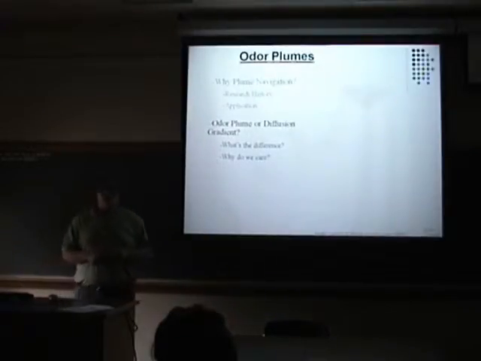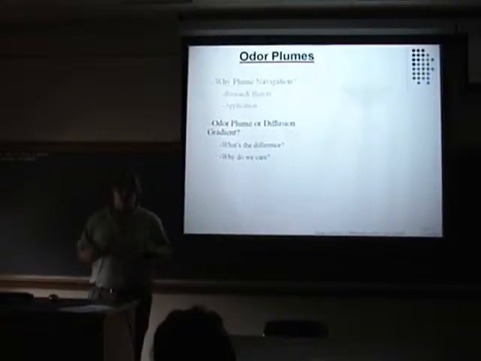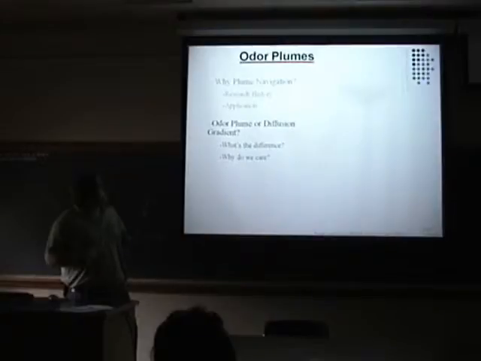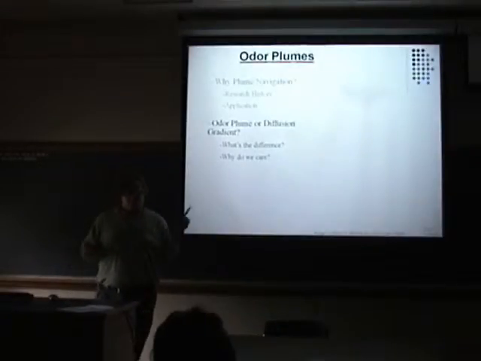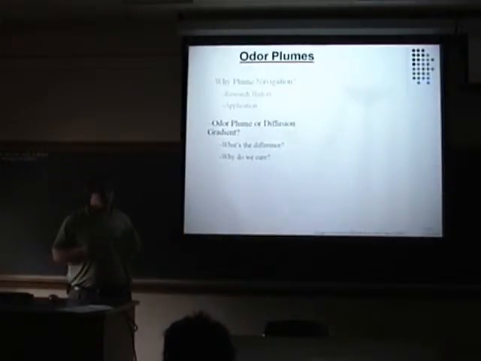What's the difference between a plume and a diffusion gradient? An odor plume is basically driven primarily by wind motion, which tends to override the diffusive forces of the molecule. We care about that because in the real world, you tend to find odor plumes, not diffusion gradients. A lot of the work that's been done so far has been solely with diffusion gradients in idealized laboratory conditions. If you can find something that works in the real world, it's much more useful.